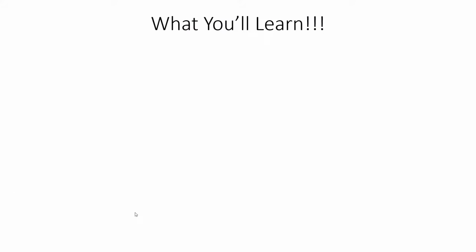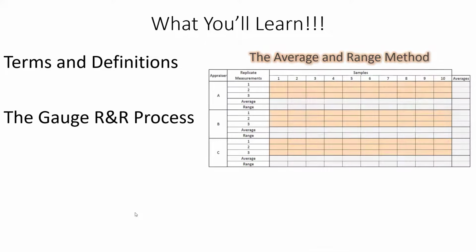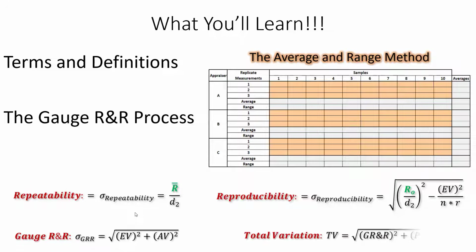And then in terms of big picture, this is actually the second part in a 3-part series. The first part was all about the basic terms and concepts in Gauge R&R. Again, I'll link to that in the description below if you want to start there. Make sure you're very familiar with the terms repeatability, reproducibility, and what all that means, because today's lecture is all about the average and range method and how we actually calculate those really important concepts like Gauge R&R, repeatability, reproducibility, total variation, all those important calculations.